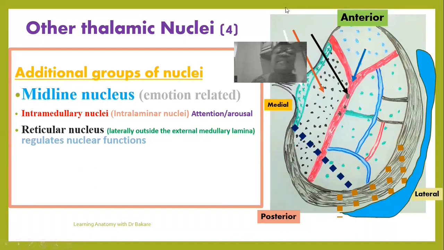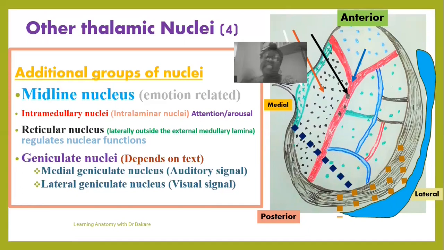And the next thalamic nuclear group are the geniculate nuclei. For some texts, this may not be included as part of the thalamic nuclei. It actually depends on the text that we are reading, but it's good for us to establish this in case we come across this during the course of study.